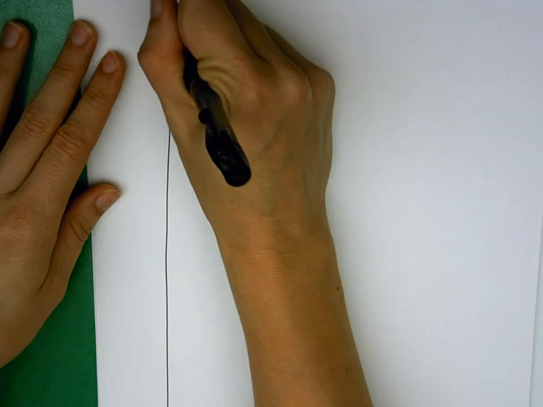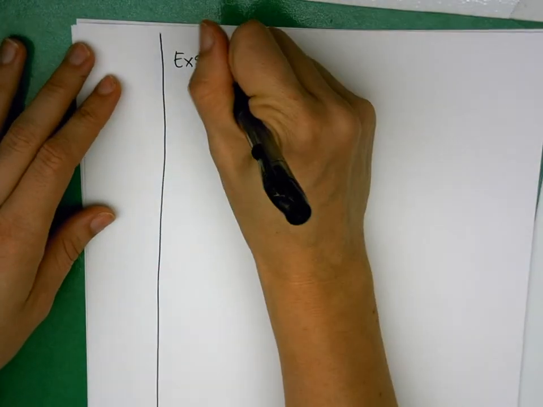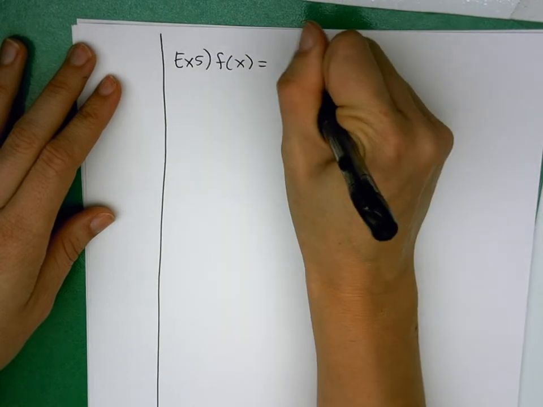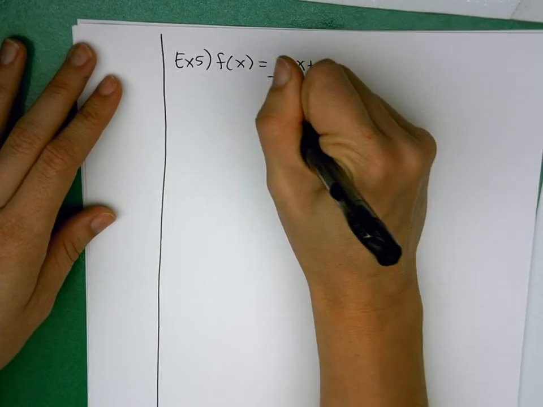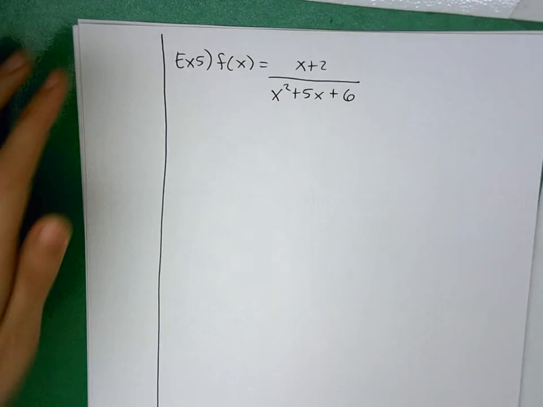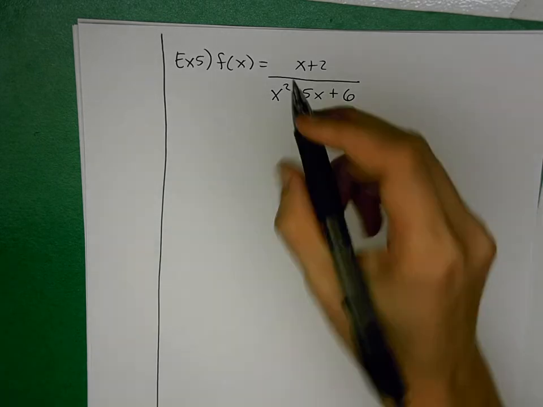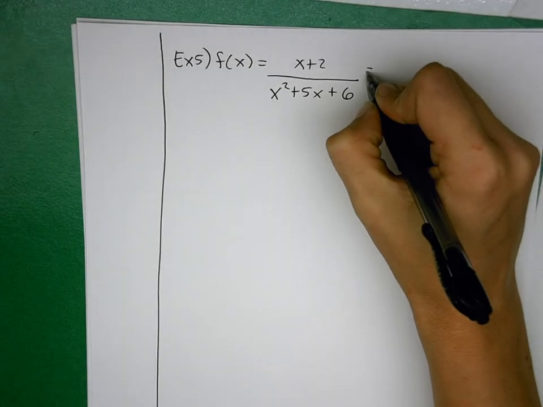Example 5 is going to be f of x equals x plus 2 all over x squared plus 5x plus 6. Give this one a shot. Okay. So we're checking denominators in this case, right? This isn't a break in a piecewise one. This is a denominator equals 0. So we're trying to figure out what makes x squared plus 5x plus 6 equal 0.